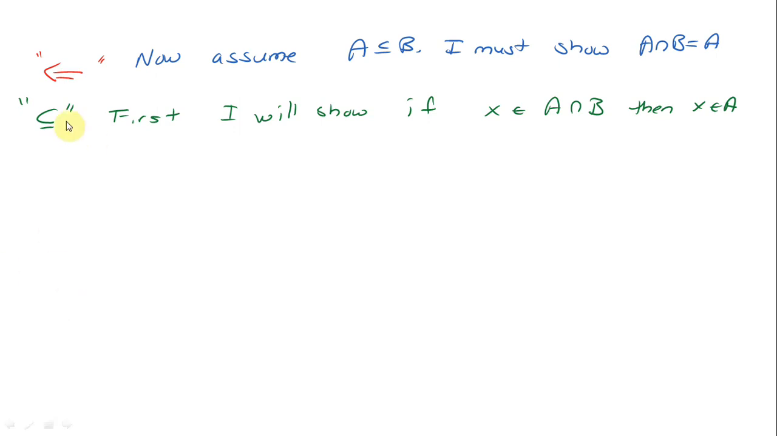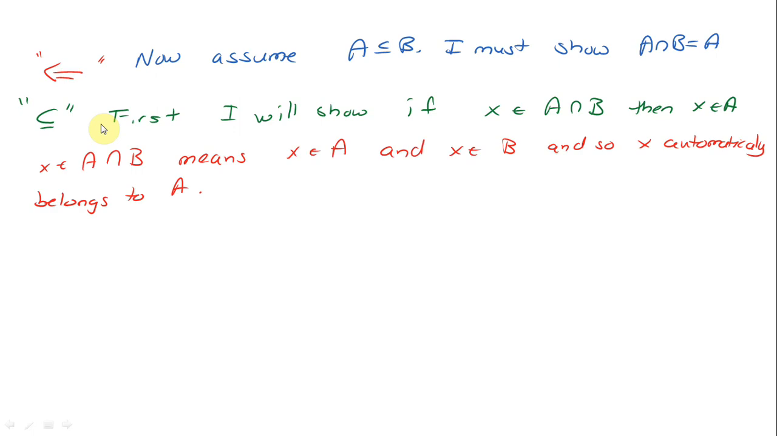So I let the reader know that I'm going to go set containment in this direction first. So this is the quote: First, I will show if X is in A intersect B, then X is in A. So I'm using these not as shorthand symbols, but more to let the reader know where I'm going with it. X belongs to A intersect B means that X belongs to A and X belongs to B. So X automatically belongs to A.